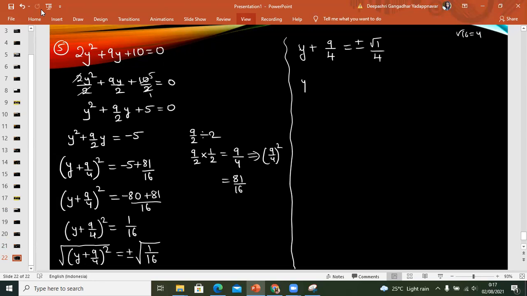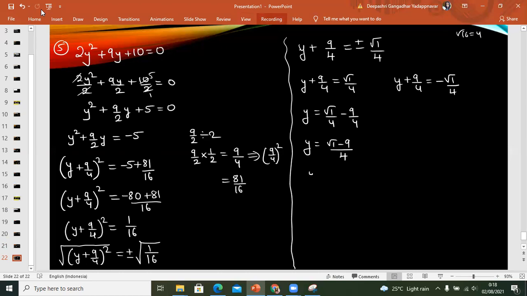Now let us separate this. y plus 9 divided by 4 equals positive root 1 divided by 4, and y plus 9 divided by 4 equals negative root 1 divided by 4. y equals root 1 divided by 4. Positive 9 by 4 will become negative 9 by 4. y equals root 1 minus 9 divided by 4. The denominator 4 is the same, so till here only we can solve this.